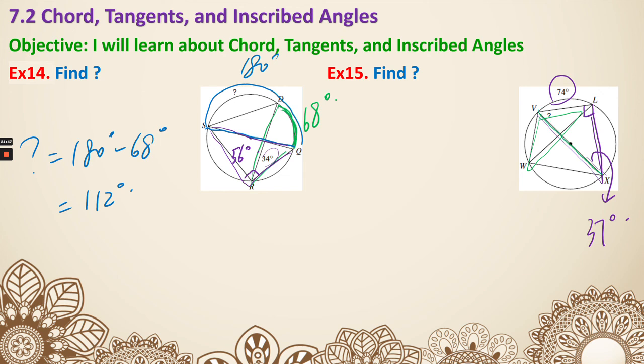We're going to focus on our triangle. If that's 37, the question mark would have to be making up the other part of the triangle. So 180 minus 90, 90 minus 37, that is going to be 53 degrees. That is example 15. That's everything for 7.2.